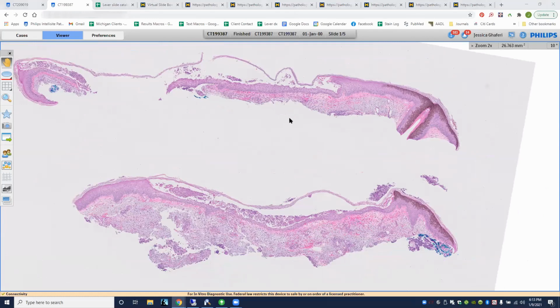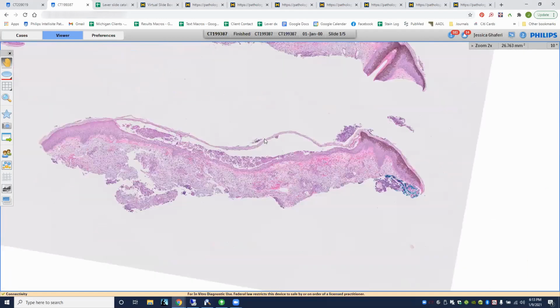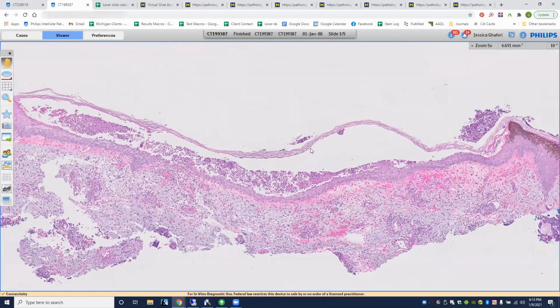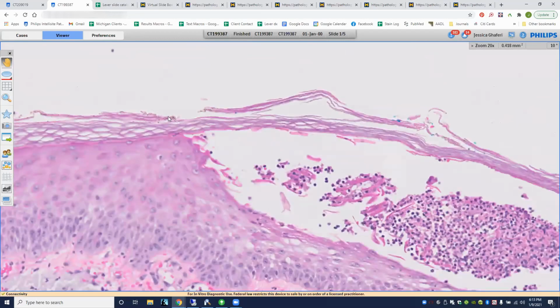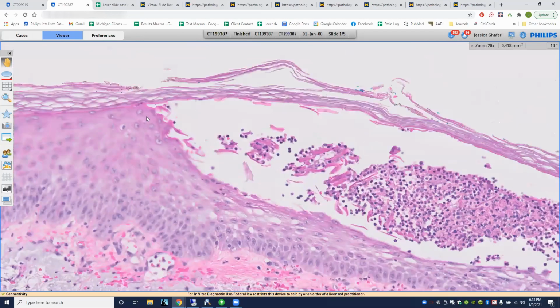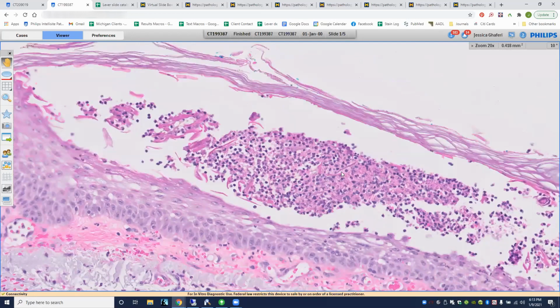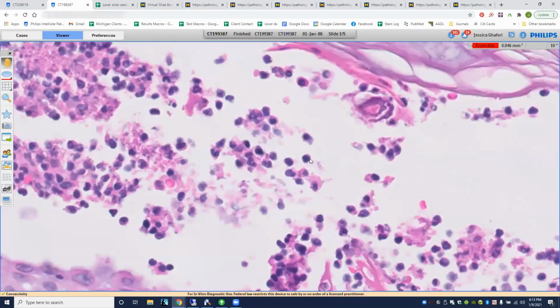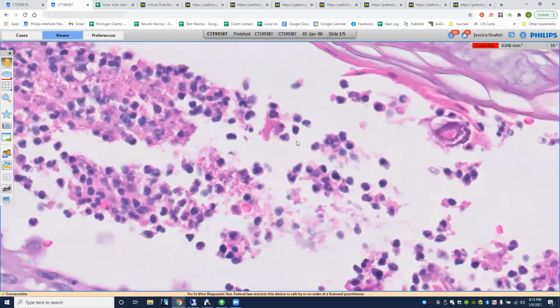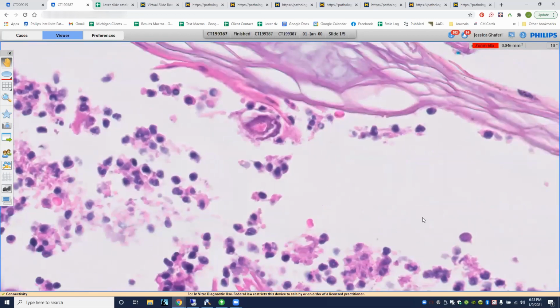So here we see a subcorneal pustule. And what you'll notice is that the space of clefting is right beneath the granular layer. So here we have the stratum corneum, and then right through the granular layer, you'll notice a collection of neutrophils. And in this space, oftentimes what you'll see are clusters of bacteria. And you'll notice that there are degenerated neutrophils.